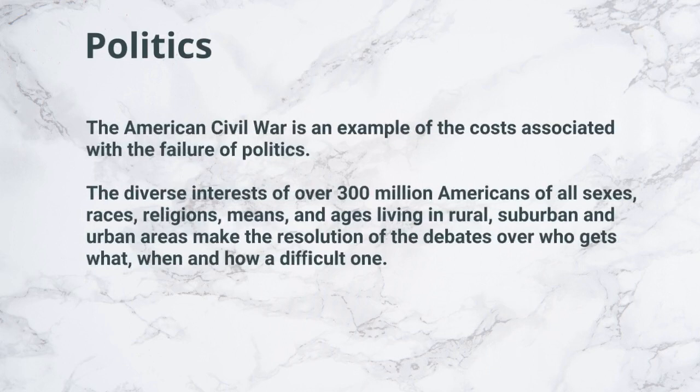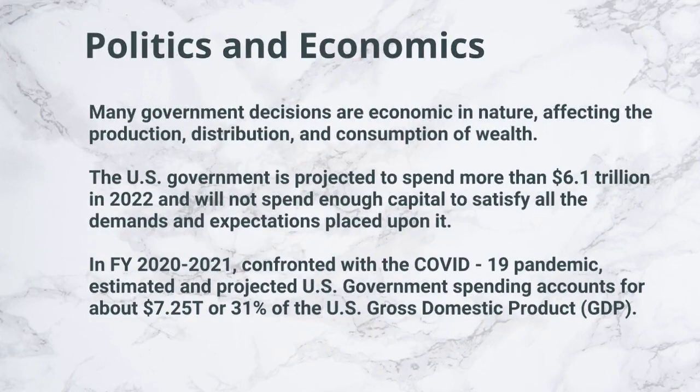The diverse interests of over 300 million Americans of all sexes, races, religions, means, and ages living in rural, suburban, and urban areas make the resolution of the debates over who gets what, when, and how a difficult one. Many government decisions are economic in nature, affecting the production, distribution, and consumption of wealth. The U.S. government is projected to spend more than $6.1 trillion in 2022 and will not spend enough capital to satisfy all the demands and expectations placed upon it.